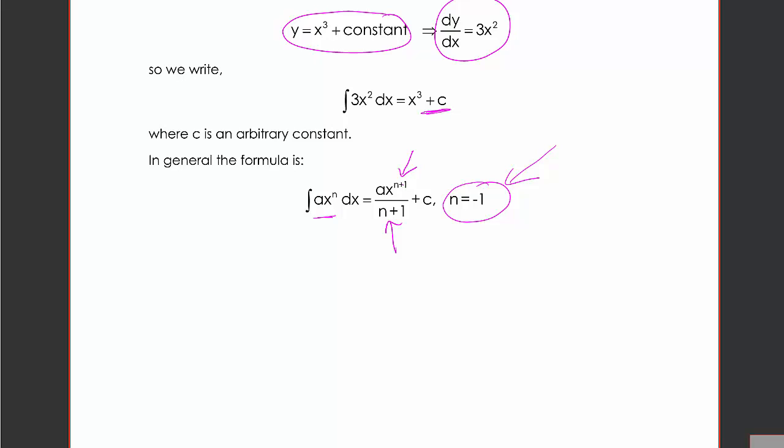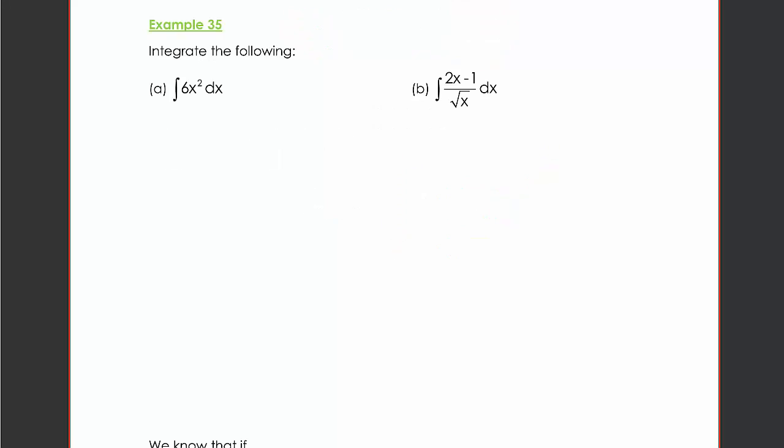So the way I always remember this, though, rather than trying to remember this complicated looking formula, is that I increase the power by 1, goes from n to n plus 1, and then I divide by my new power. And that's the way to remember it.